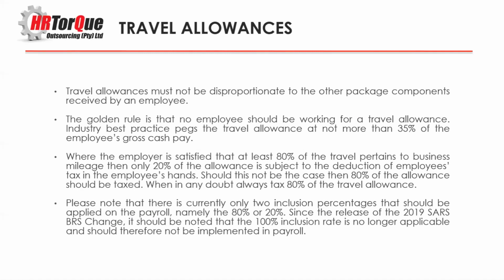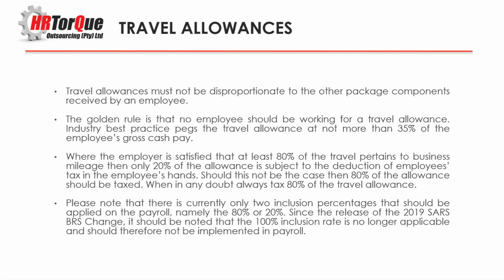Travel allowances must not be disproportionate to the other package components received by the employee. Now what I'm saying there is, if you're earning 25,000 Rand a month as a salary, it would be disproportionate to give you a 35,000 Rand travel allowance. SARS would ask in that situation, is the employee working for a travel allowance? And 9 times out of 10, their attitude would be that you've structured that salary too aggressively, and that the travel allowance hasn't actually been given to enable the employee to travel. It's just been given to save tax.